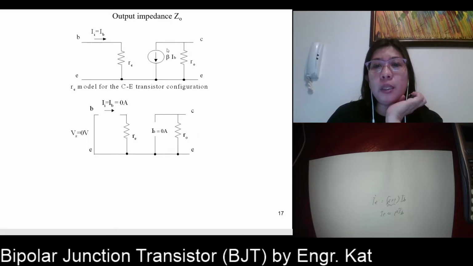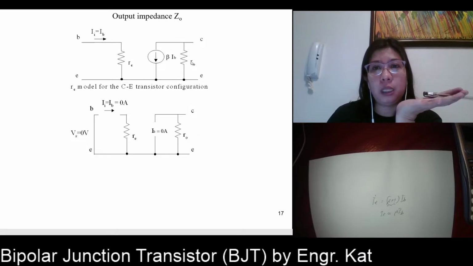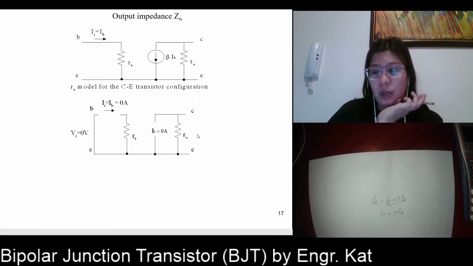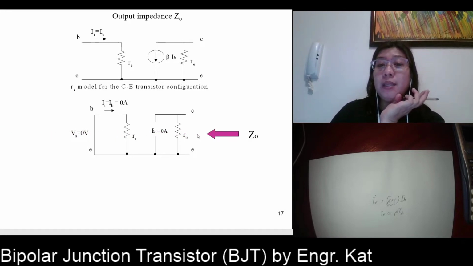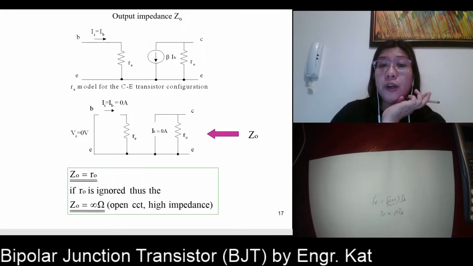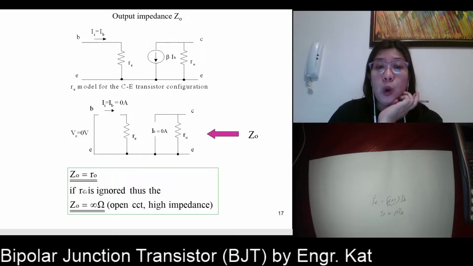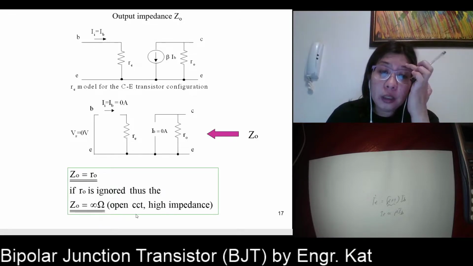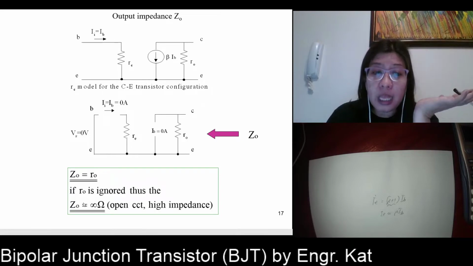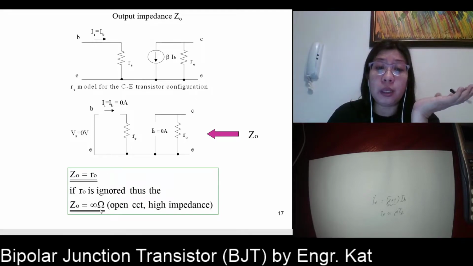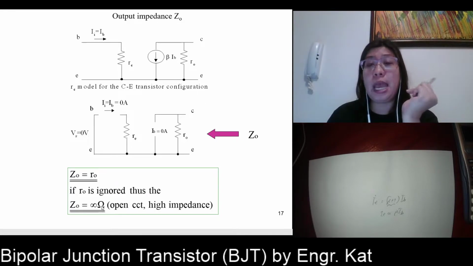So if it is an open circuit, that means it is infinite. However, if we are given an RO, and since this is open, the only thing that we can see at the output side is your RO here. So your output impedance is equivalent to whatever the value of your RO. Okay? So if RO is ignored, if it is not given, therefore, we can say that ZO is equivalent to an open circuit or high impedance.